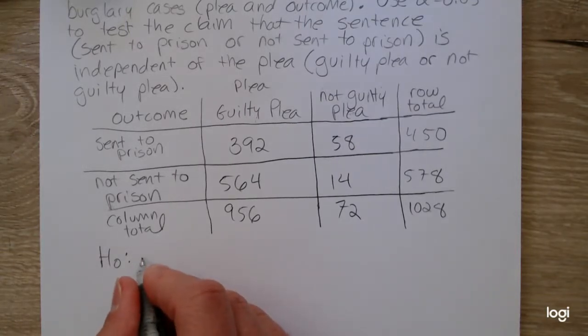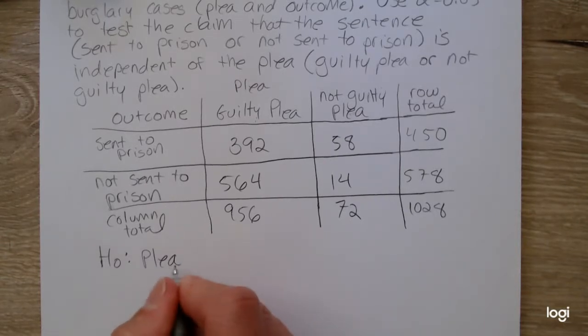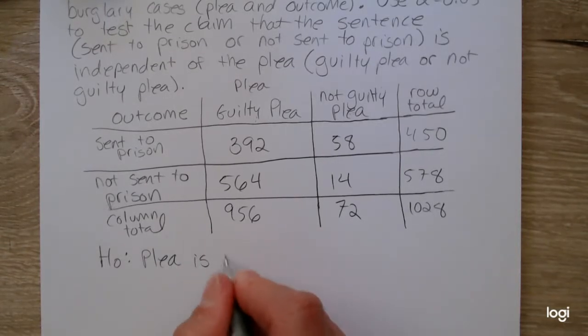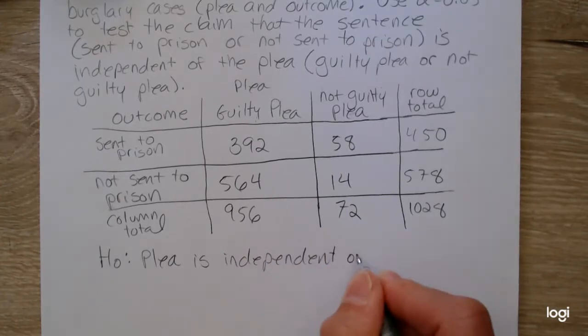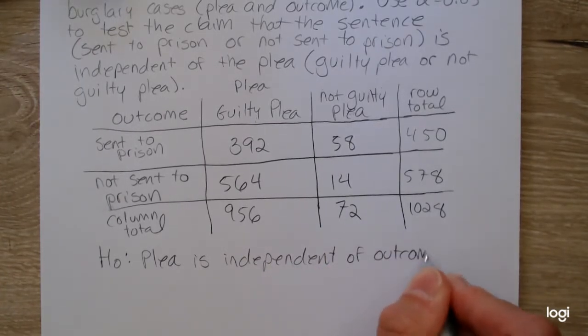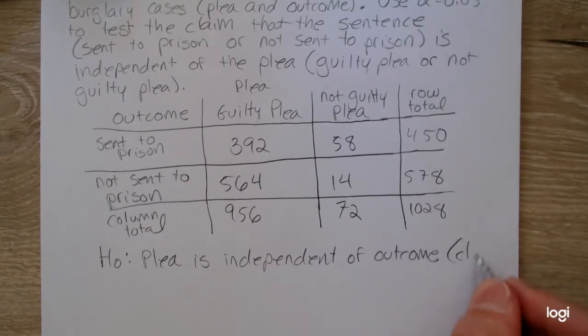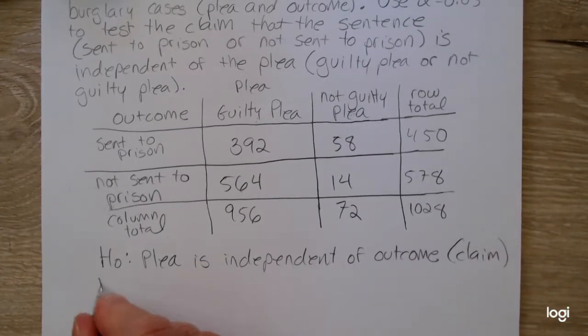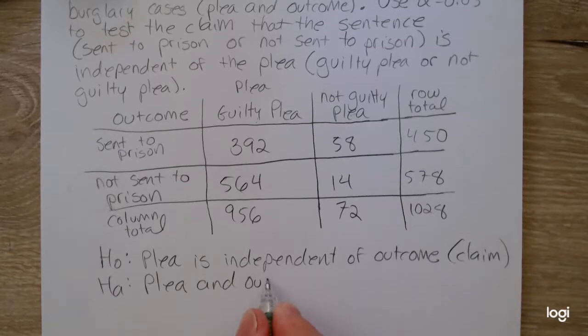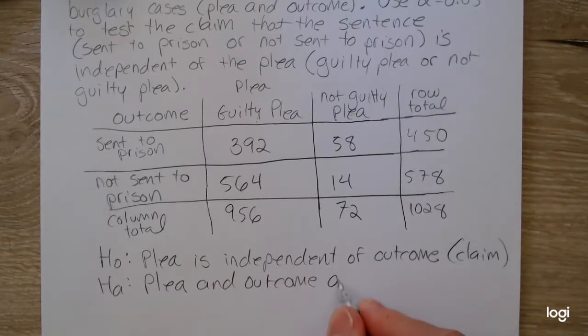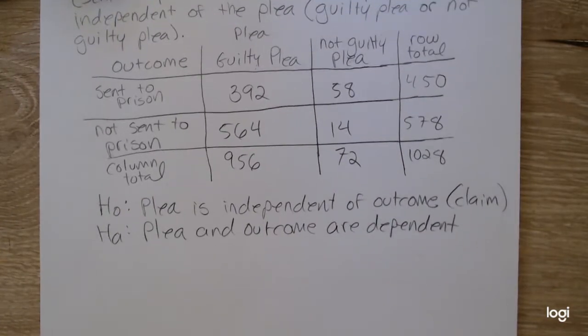All right, so writing that out, plea, either guilty or not guilty, is independent of outcome. Okay, so that is the claim. Versus plea and outcome are dependent, or somehow associated or related.